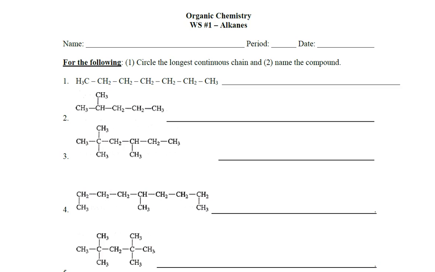So we're looking at alkanes. You want to find the longest continuous chain, and this one's just straightforward. It's just one long chain, and you count the C's: 1, 2, 3, 4, 5, 6, 7. The base name for 7 is hept, and these are all single bonds, so it's heptane.